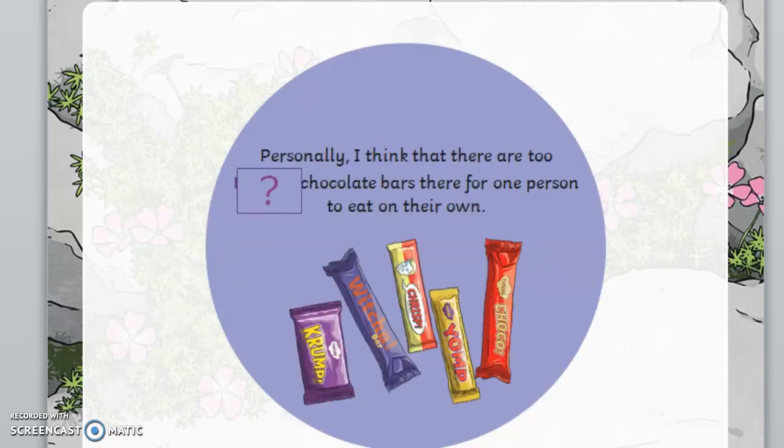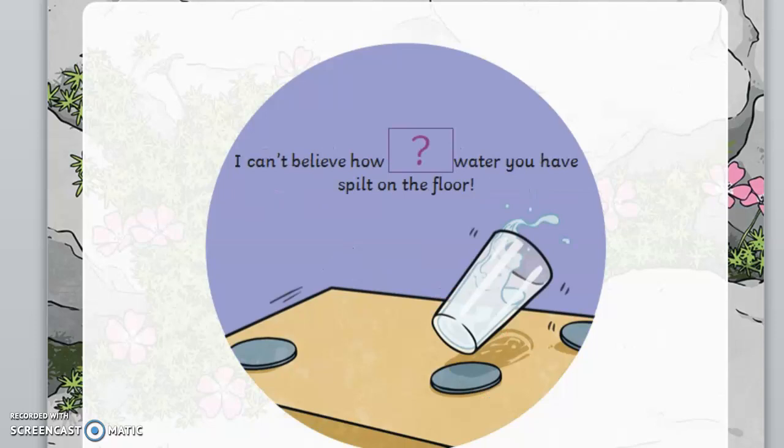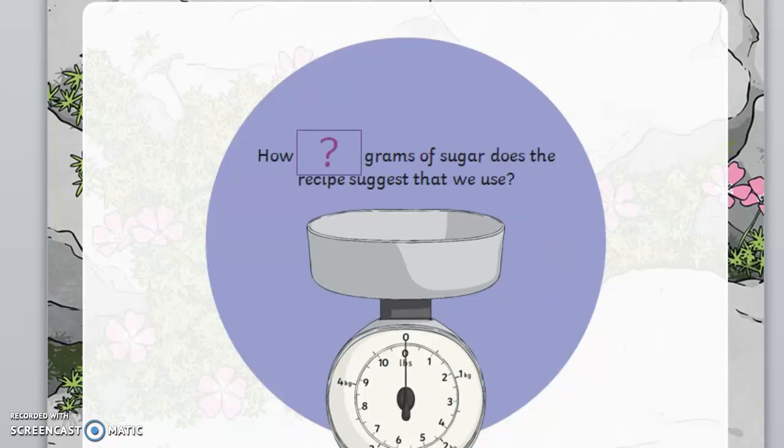Personally, I think there are too many chocolate bars there for one person to eat on their own. I can't believe how much water you have spilt on the floor. How many grams of sugar does the recipe suggest that we use? Okay, so that's it. We have to use many or much here.